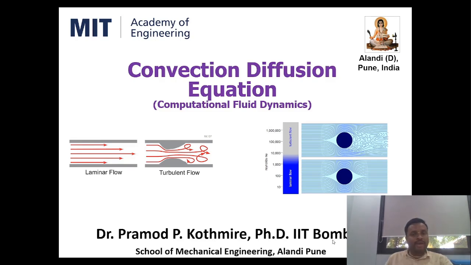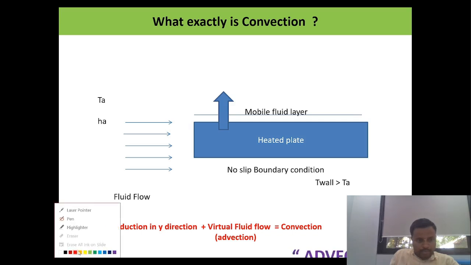Let us first understand the schemes of convection diffusion equations, and before understanding these schemes, let us consider one physical problem. I am considering a flat plate which is heated, and we need to understand how the convection takes place through this flat plate.